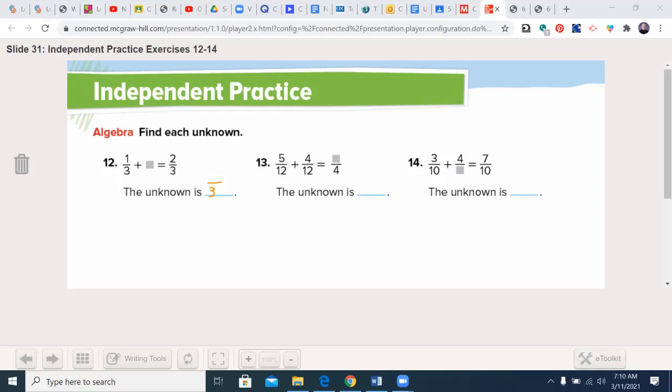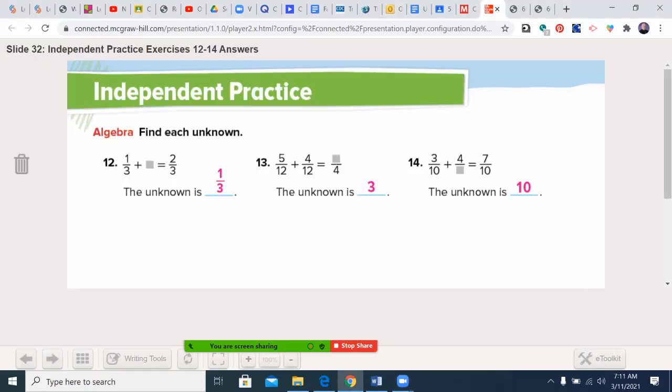Now I can subtract. 2 minus 1 is 1. So my unknown is 1/3. And that checks because I can check it. 1 plus 1 is 2. 3 plus 3 is, no, just write it there. All right, go ahead and do numbers 13 and 14. And I will see you on the other side.